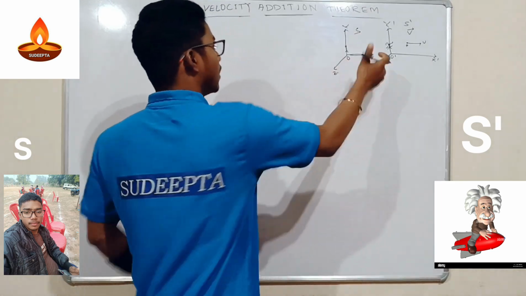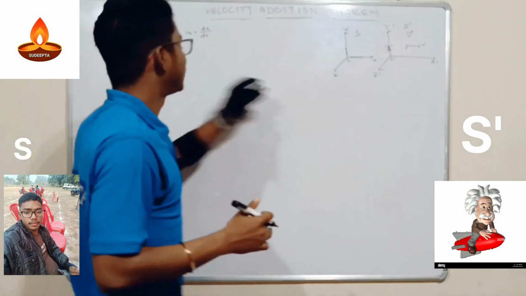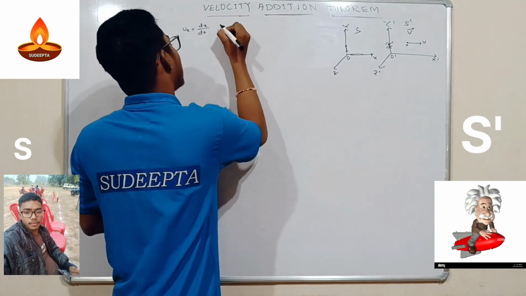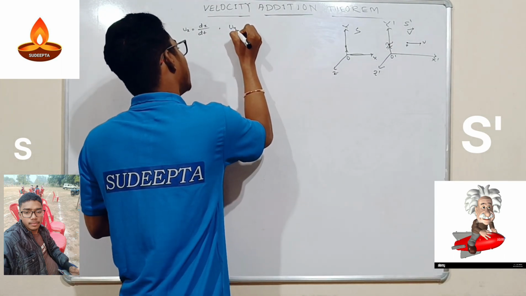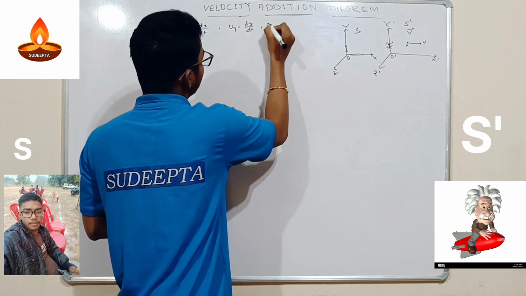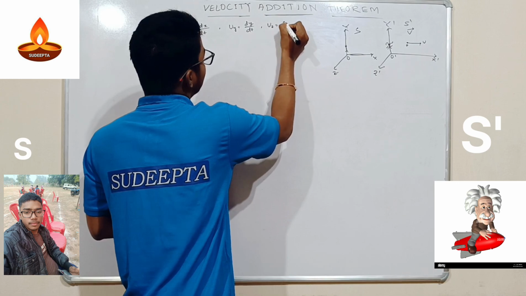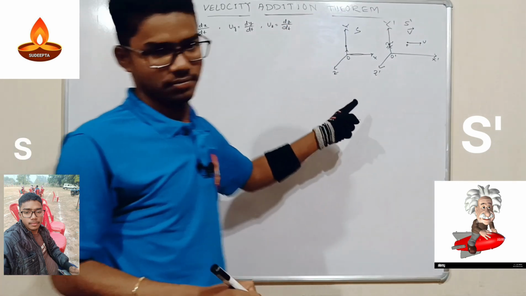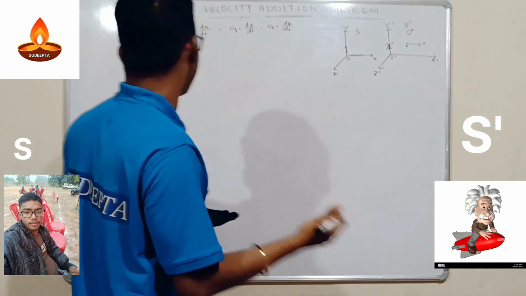According to me, the x component of the velocity is ux = dx/dt. The y component is uy = dy/dt, and the z component is uz = dz/dt. So this is according to me. The same things we can apply here.